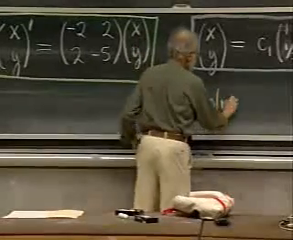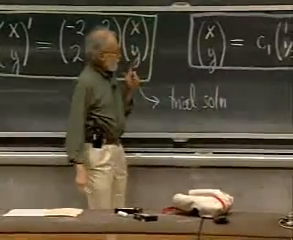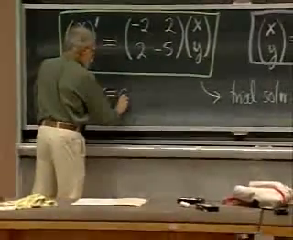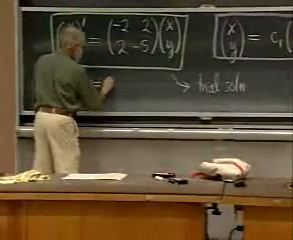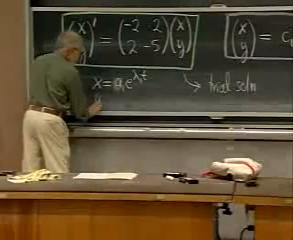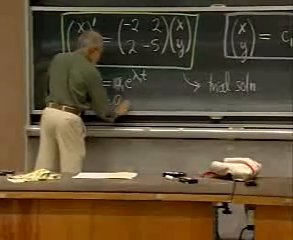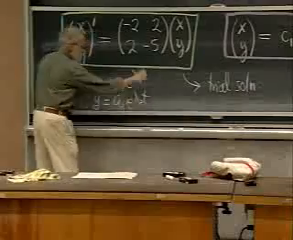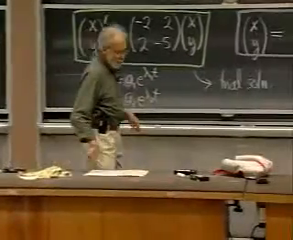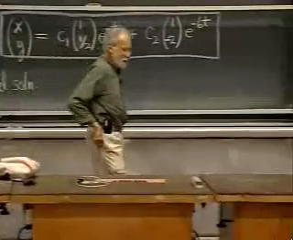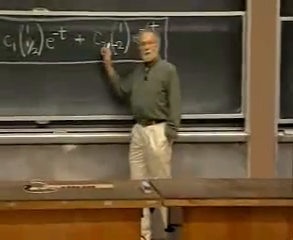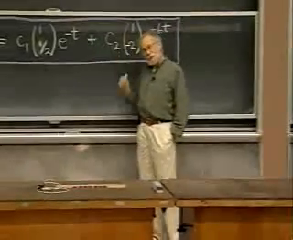Anyway, the method of solving is going to use a trial solution. Now, if you were left to your own devices, you might say, well, let's try x equals some constant times e to the lambda 1 t, and y equals some other constant times e to the lambda 2 t. Now, it's a sensible thing to try, but it will turn out not to work.